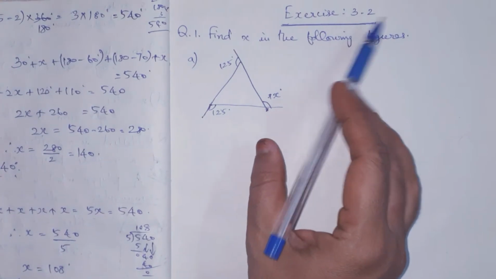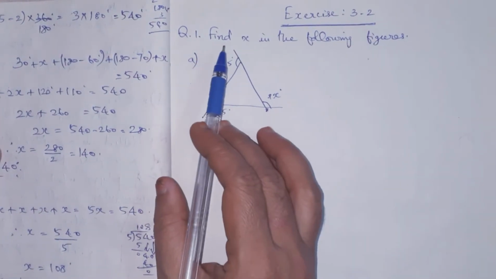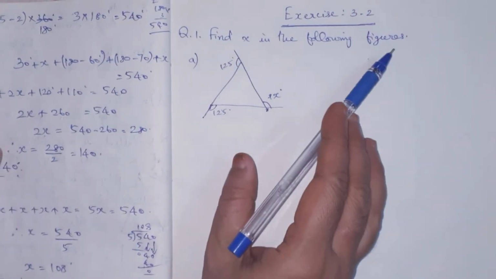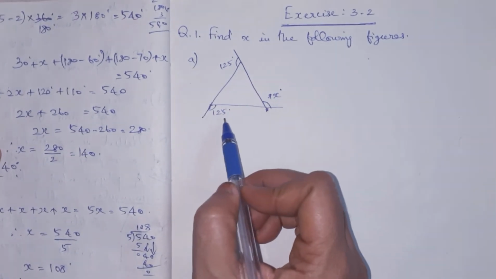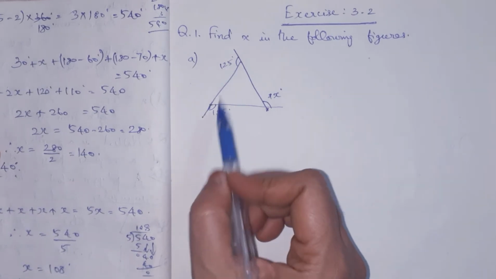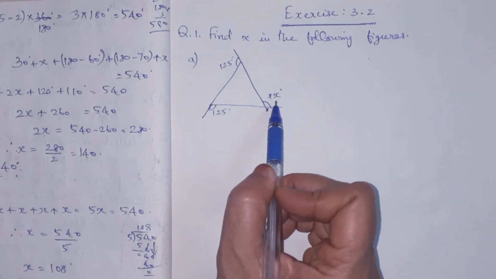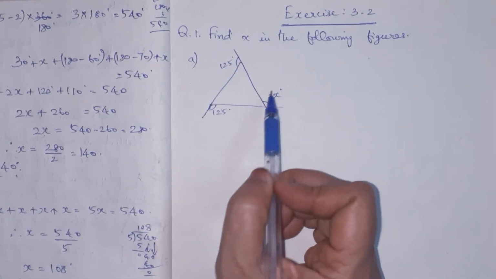Exercise 3.2. Question number 1. Find x in the following figures. This is the equilateral triangle with 125 degrees given in two angles. Find x. We have to find x.